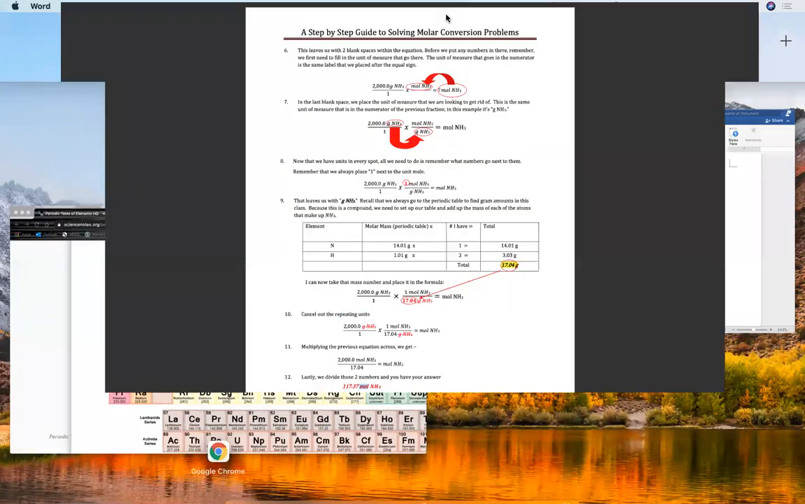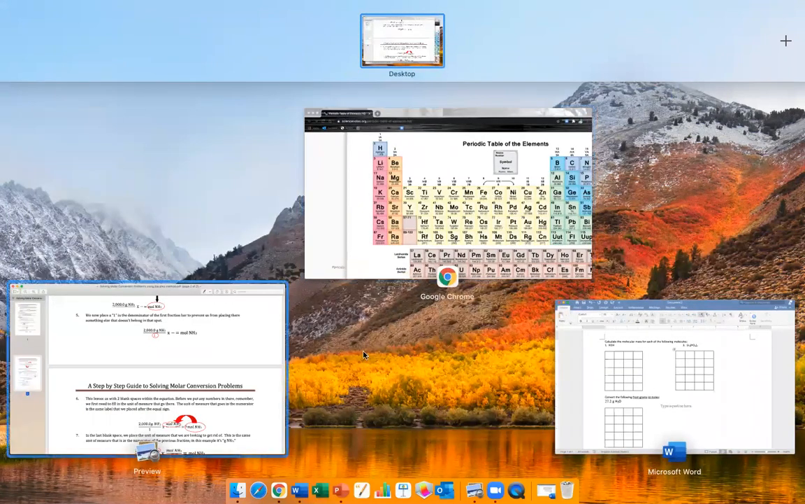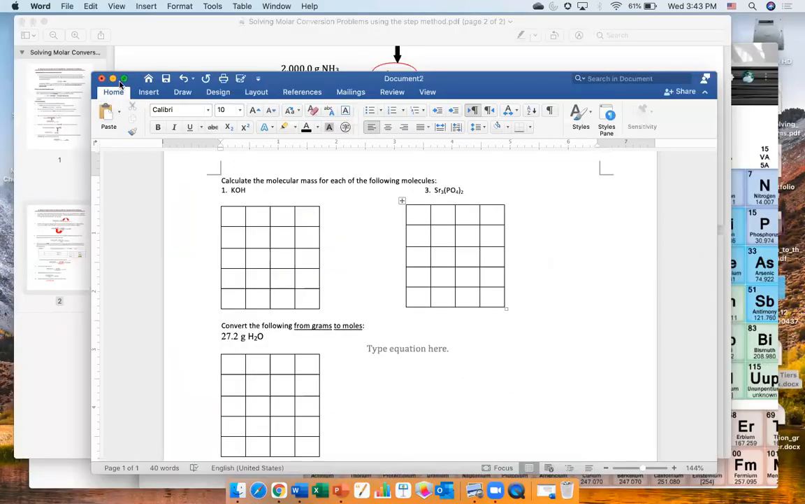Periodic table disappeared. Okay, this up.